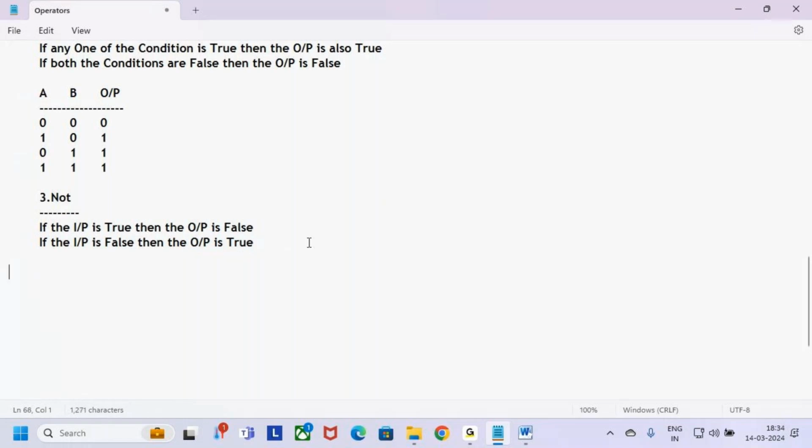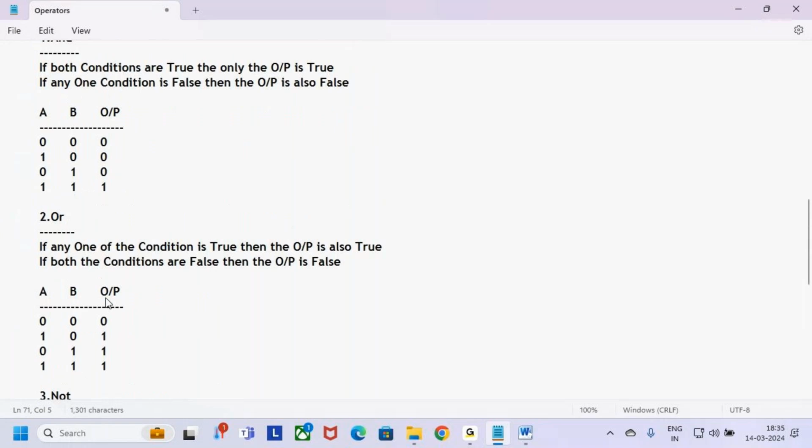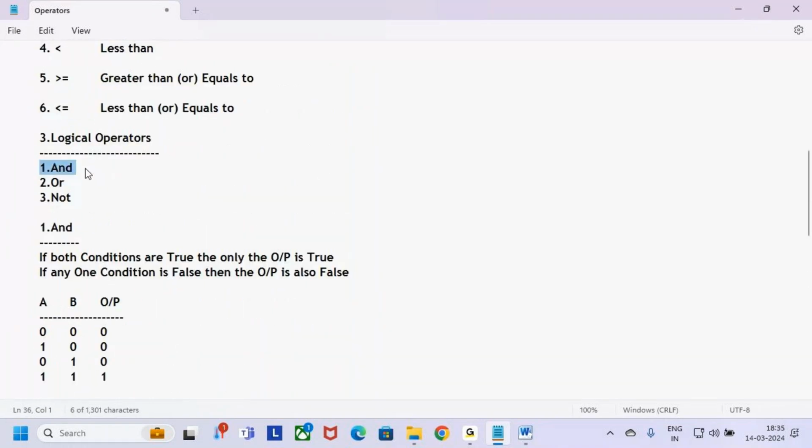So let me keep it here. We'll have only one input and one output here. As I said, if you pass the input as true, then we'll get the output as false. If you pass the input as false, we'll get the output as true. So this is the functionality of the NOT logical operator. These are the different types of logical operators we have: the functionality of the AND operator, OR operator, and NOT operator.